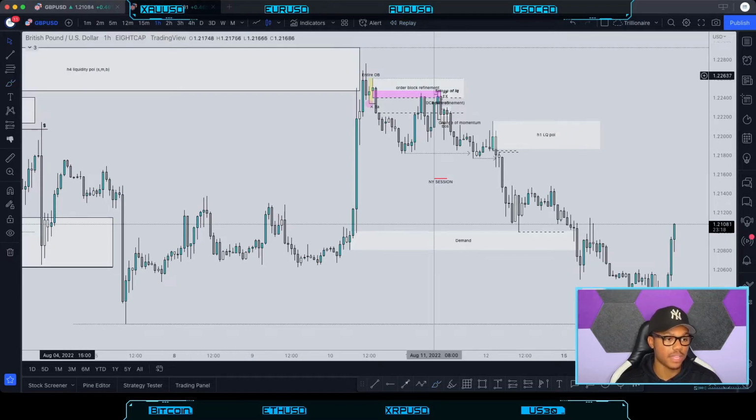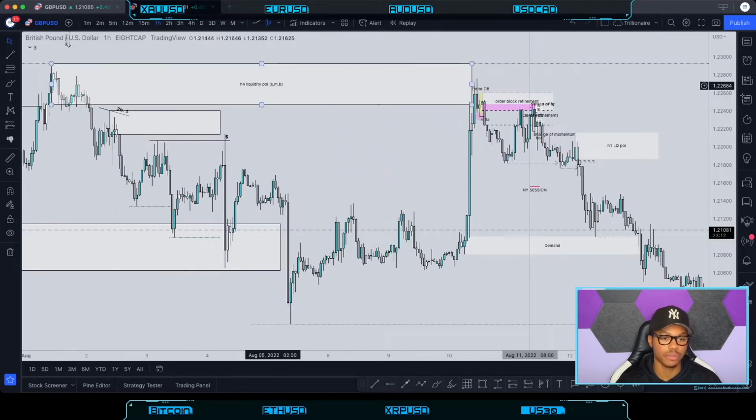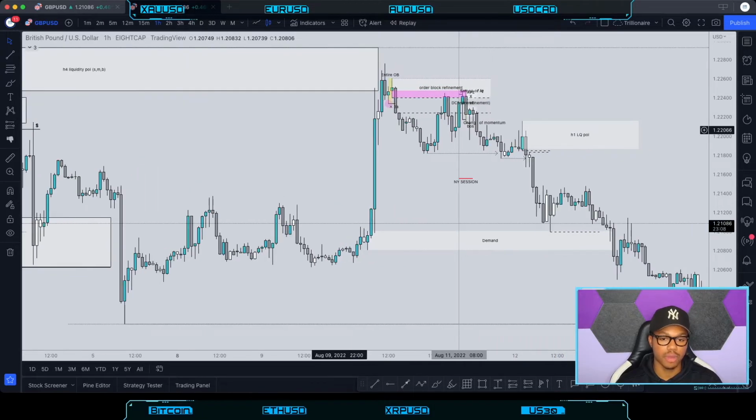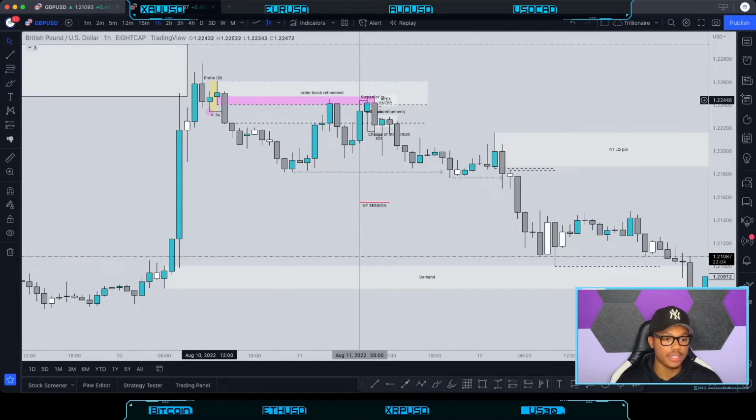Anyway, so we have the H1 liquidity point of interest, meaning that we have a supply mitigation here, a sweep of liquidity, mitigation, and a break of structure. So this is our liquidity POI. Price is reacting here. Okay, we're going to stay on the H1 time frame. Now, this is the entire order block. This is the true order block right here.